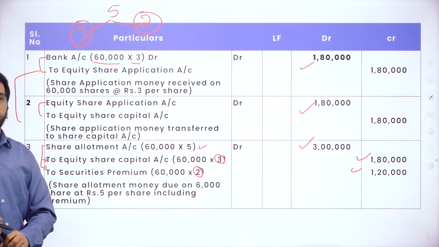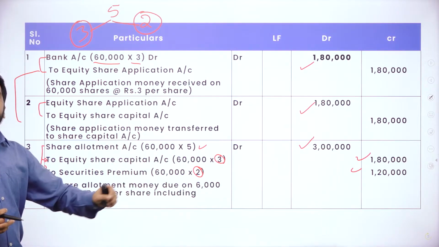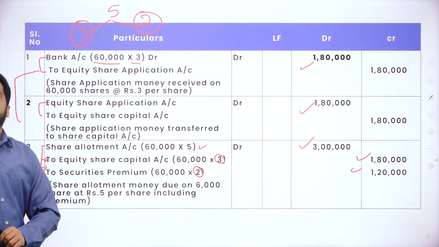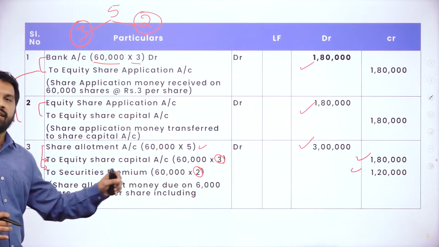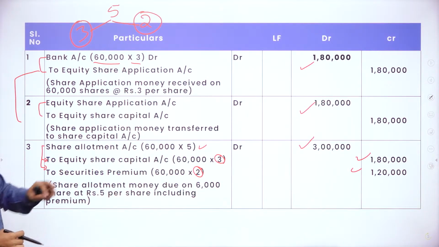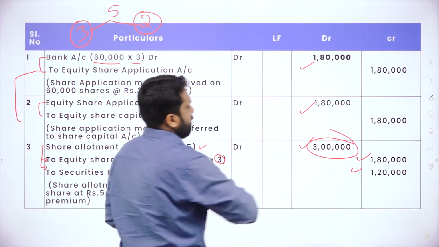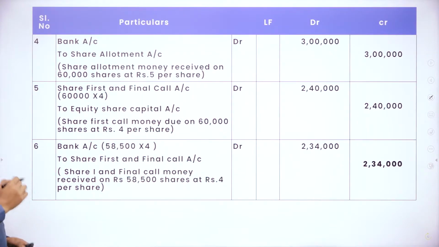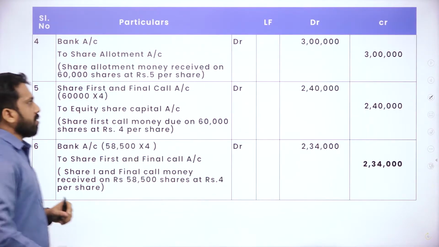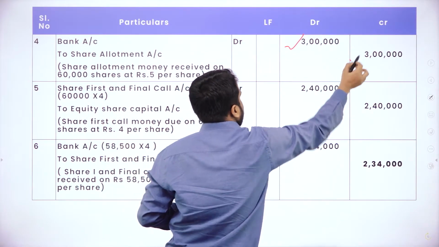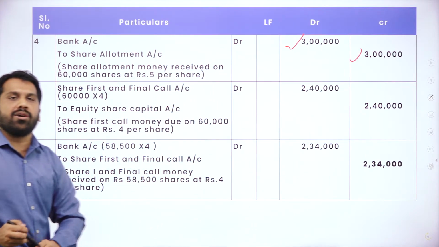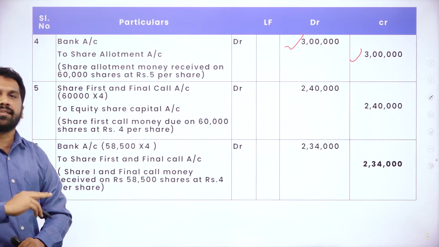Pause this video and write down everything including the calculation. Calculation must be part of your answer. We'll go to the next one. Remember, your allotment money is how much? 3 lakh. Bank account debit to share allotment account, 3 lakh. Your allotment 2 entries are done.